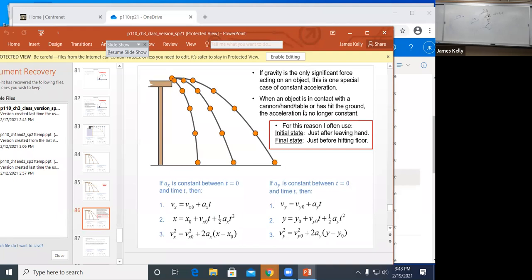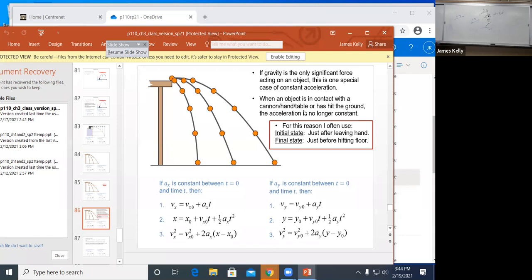So I will often say when we're doing these problems, let's take the initial state to be just after it left my hand. As soon as it left contact with my hand, gravity is the only significant force on it. And the final state is just before hitting the floor. Sometimes people are tempted to say, oh, V final is 0 because it just hit the ground and it stopped. No, it's not 0. What we meant was V final should be the speed, or the velocity, right before it hit the ground.